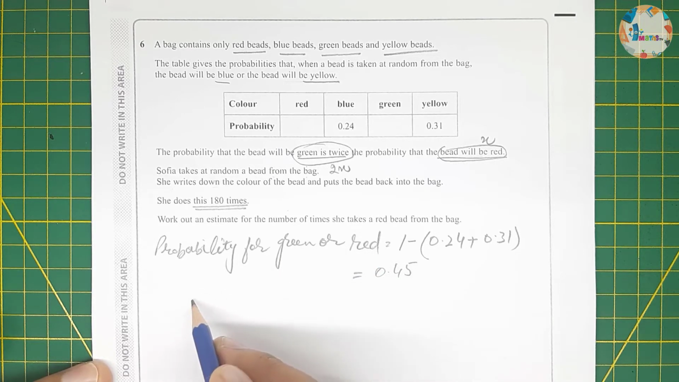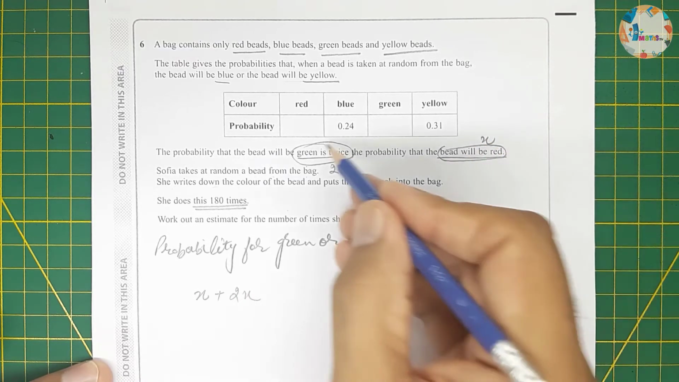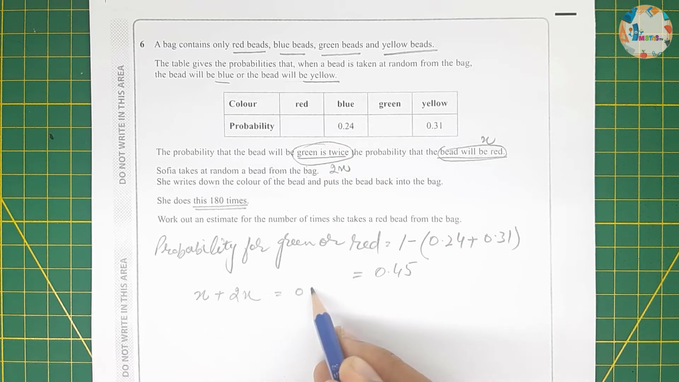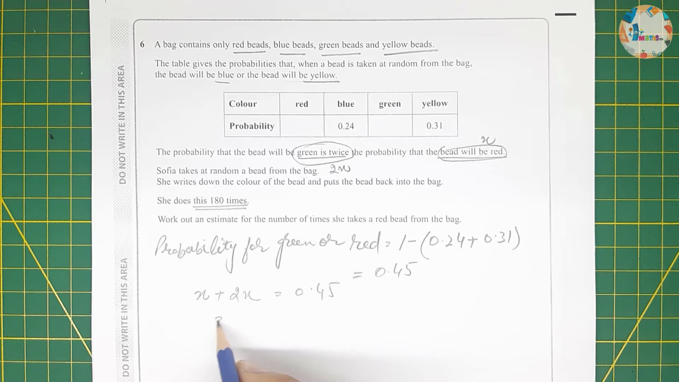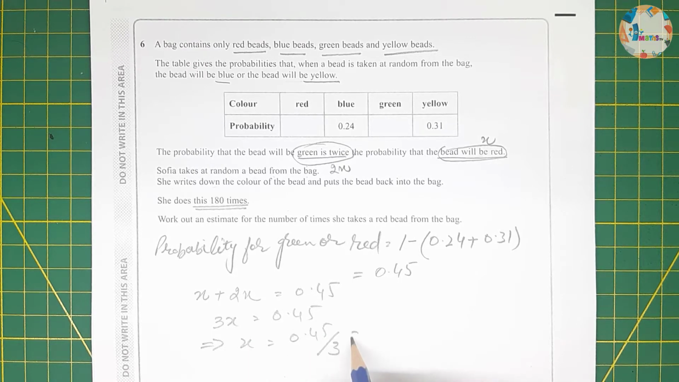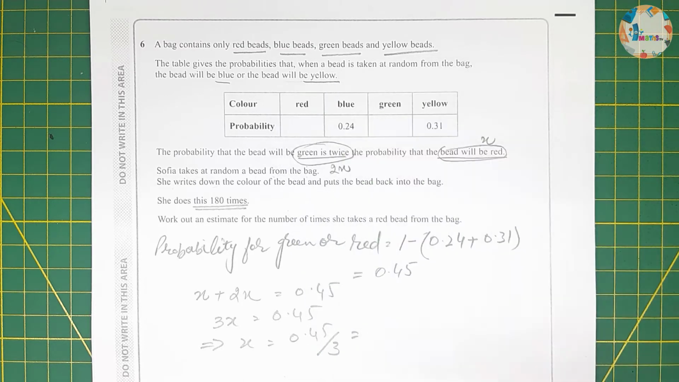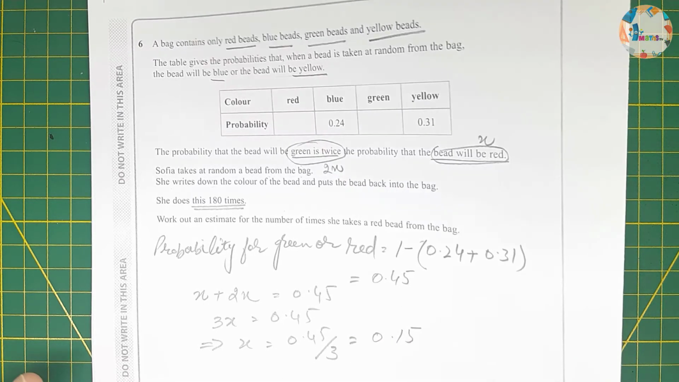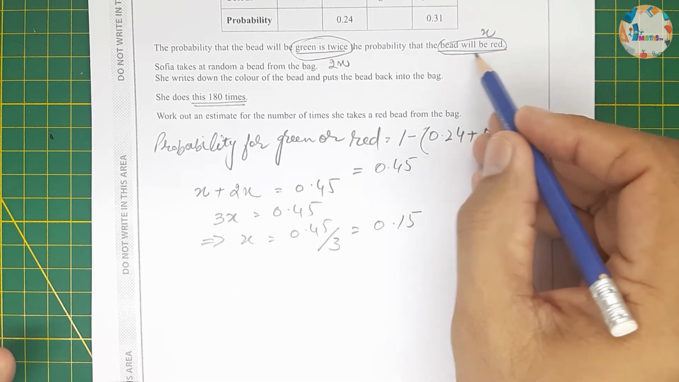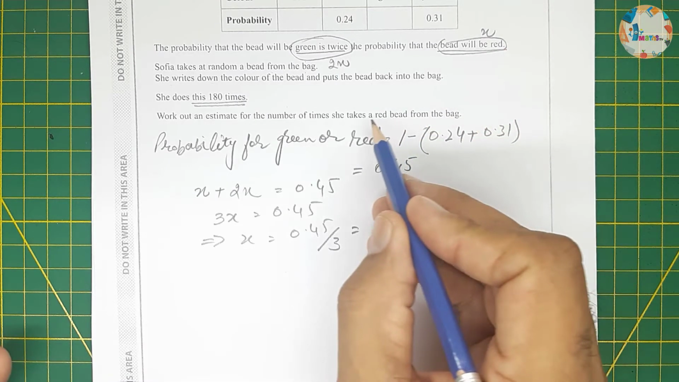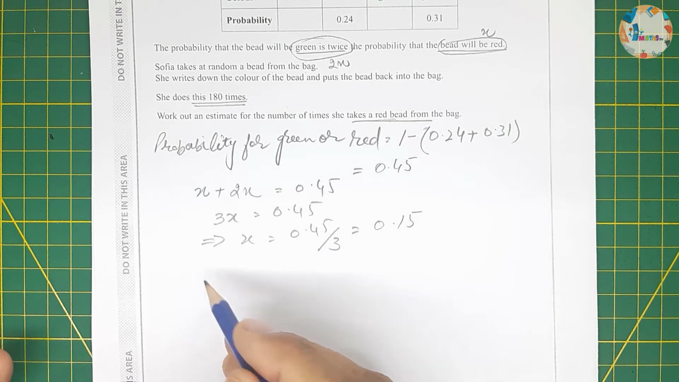Now this will be x plus 2x, which is red, and twice that for green, equal to 0.45. Now 3x is equal to 0.45. This implies x is equal to 0.45 divided by 3, and 0.45 divided by 3 will give us 0.15. So 0.15 will be the probability of red. So this is basically the red, and they are asking for red beads.